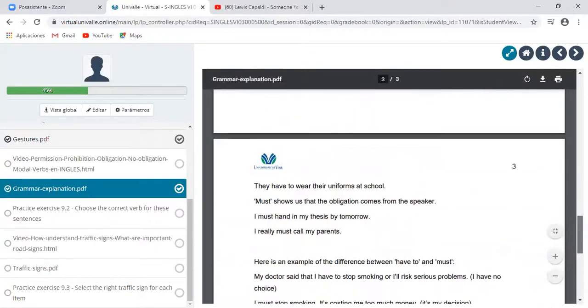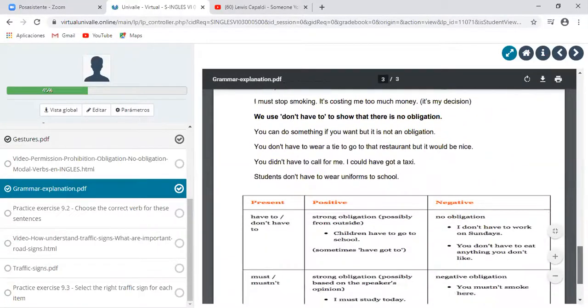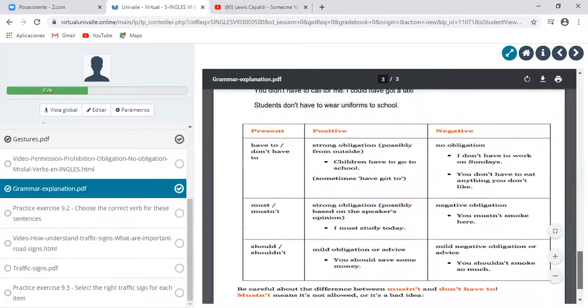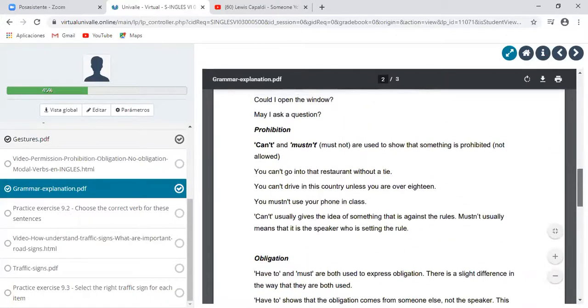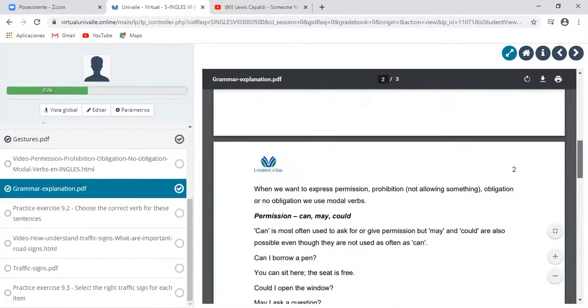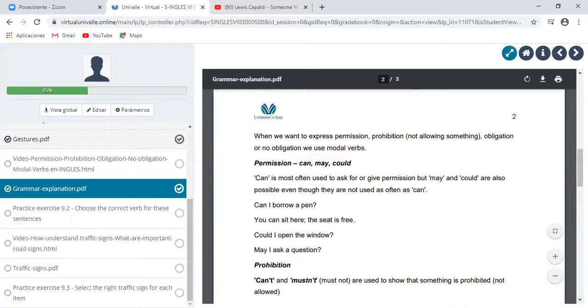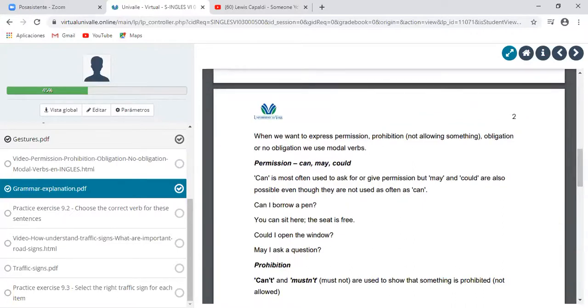So now we are going to be reading the different examples in order to be clear about the right use of the modal verbs according to the contents, okay? When we want to express permission, prohibition, not allowing something, or obligation or not obligation, we use modal verbs. Okay, for permission, we use can, may, and could.